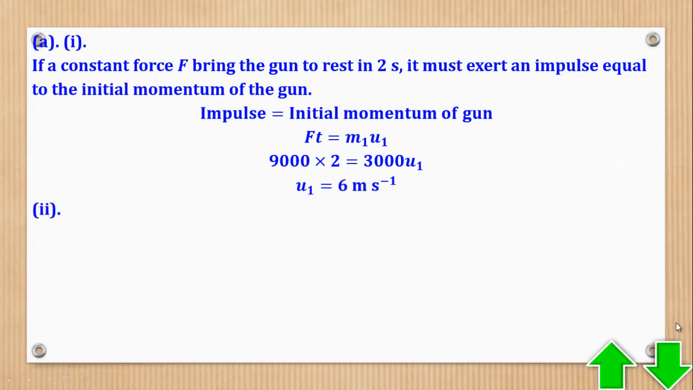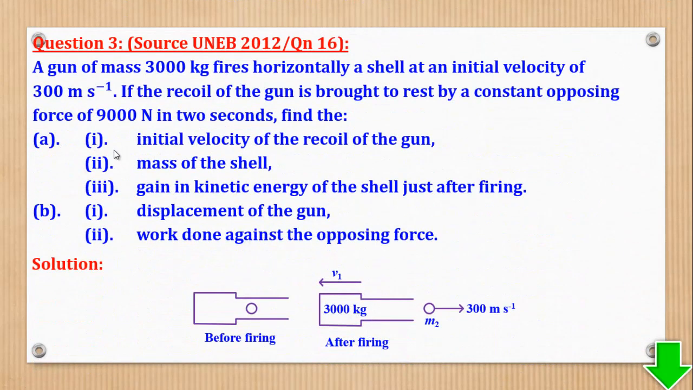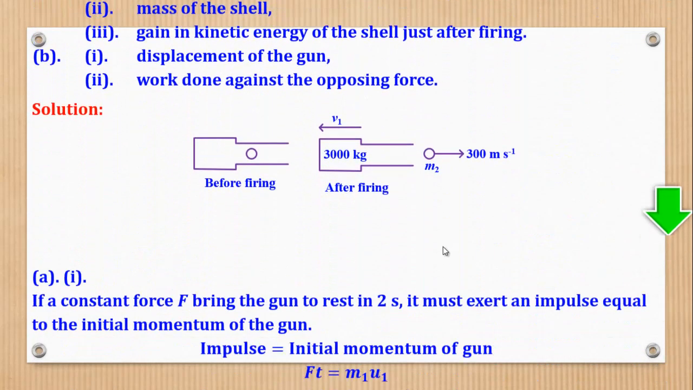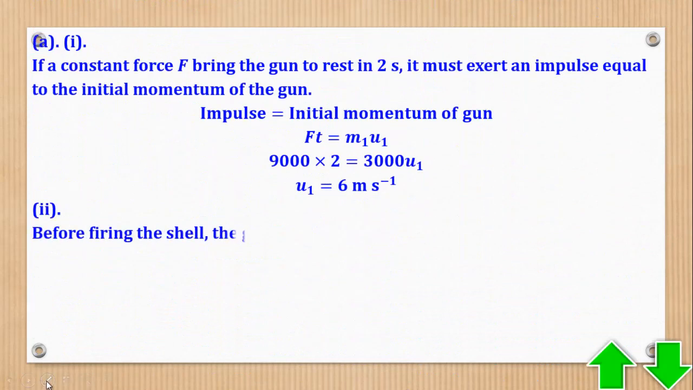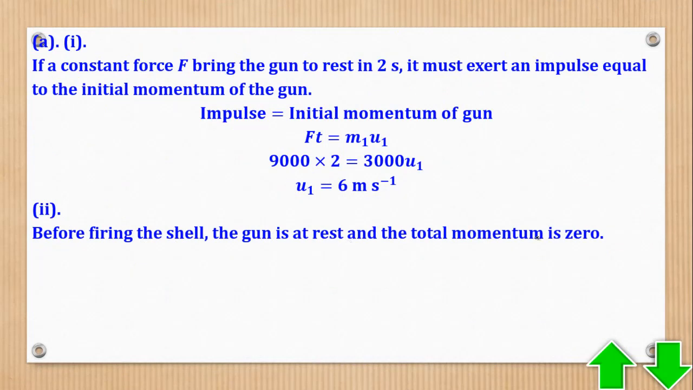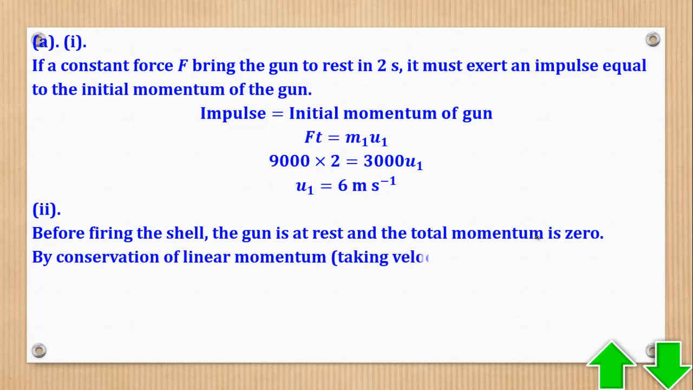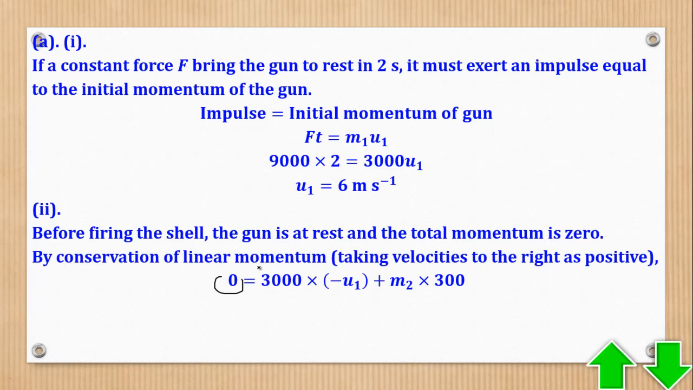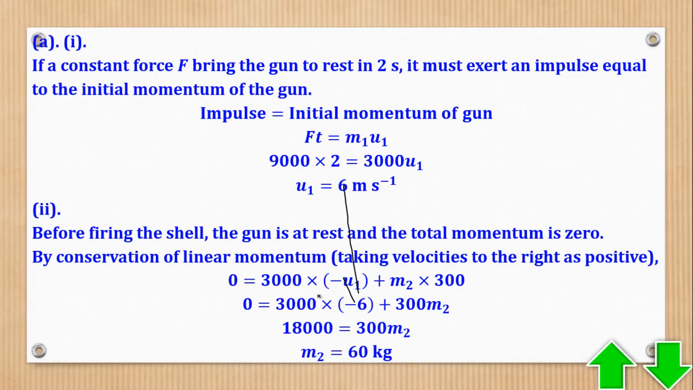That was Roman 1. Roman 2, they want the mass of the shell. So before firing the shell, the gun is at rest and the total momentum is 0. Therefore, by conservation of linear momentum, we shall come up with this, initial and after, before and after. I think you know why we put a negative here. Then substitute for U1, we already got it, it is there. And now I can get the M2.